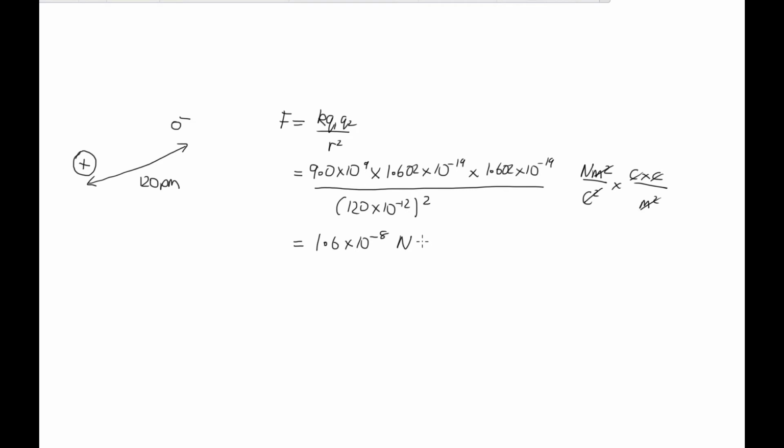Now it didn't ask us if this was an attractive or a repulsive force, it just asked us for the magnitude. But in this case it is an attractive force, as we've got a positive charge and a negative charge, and unlike charges attract.